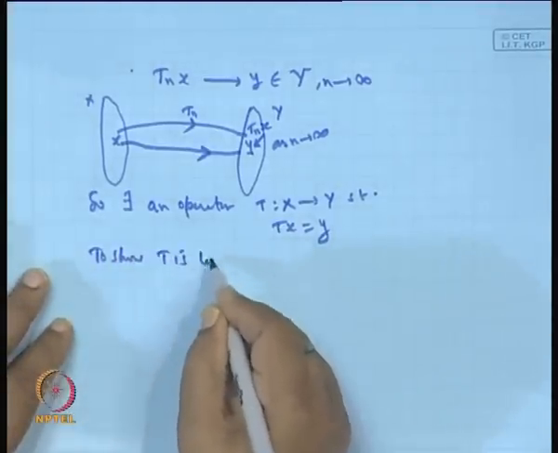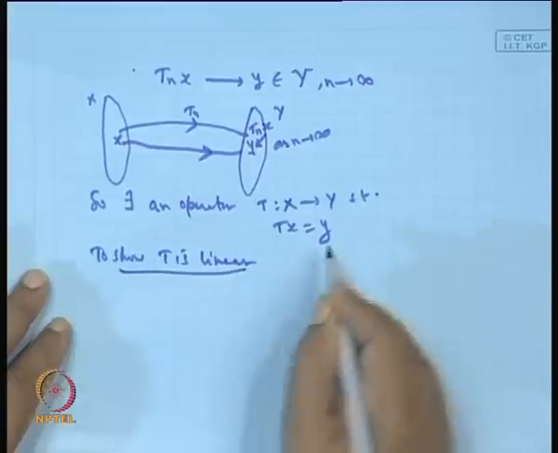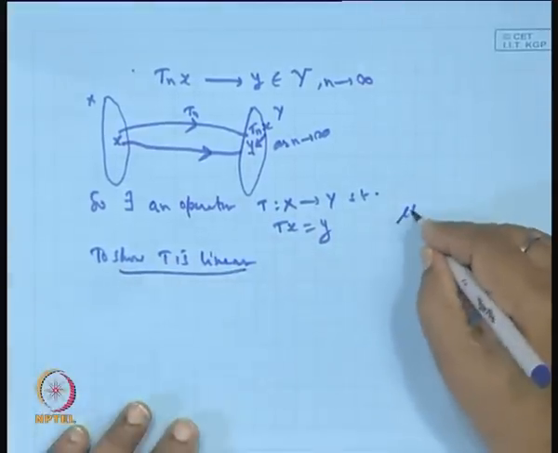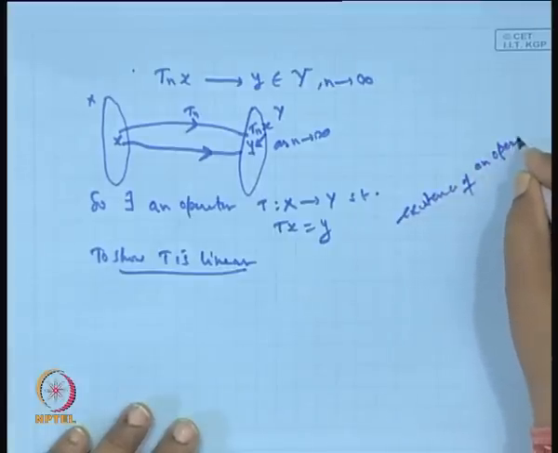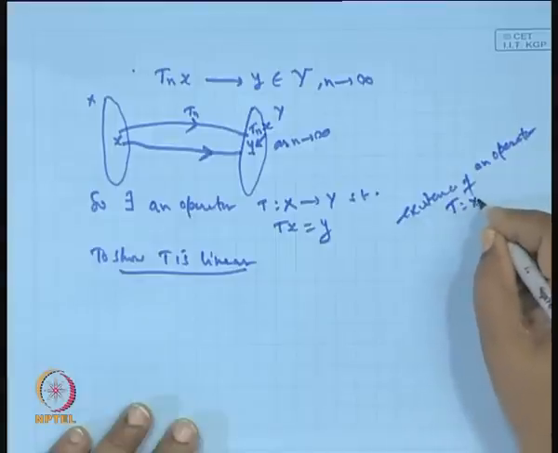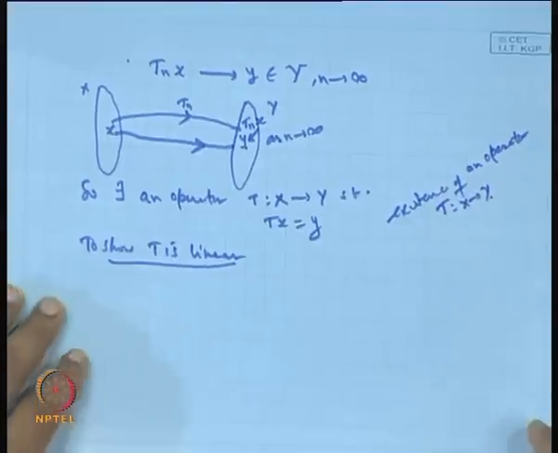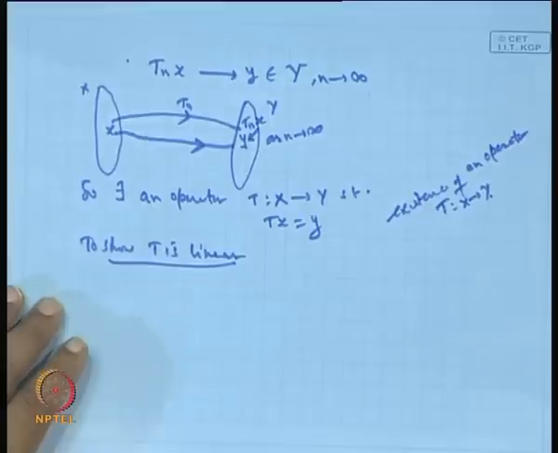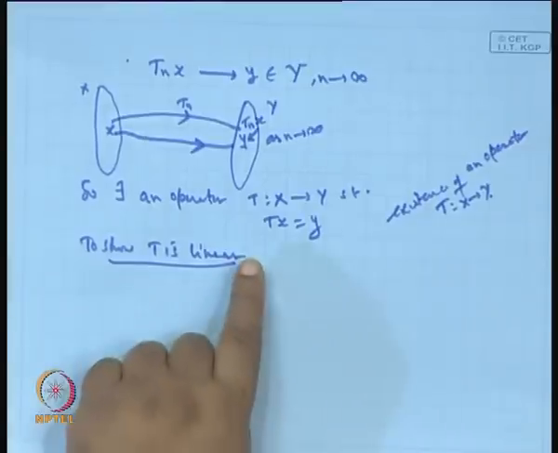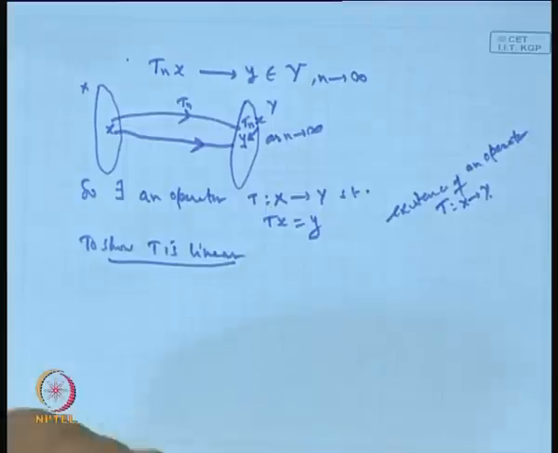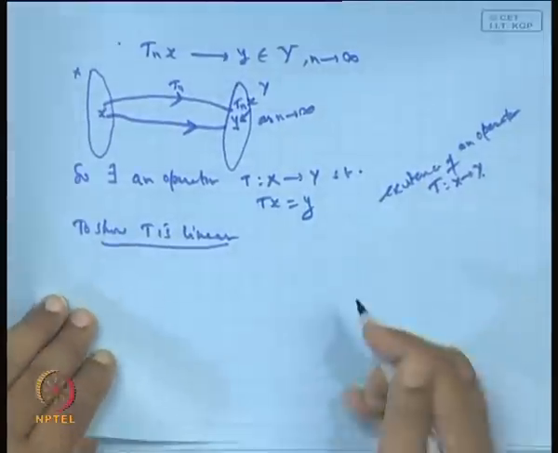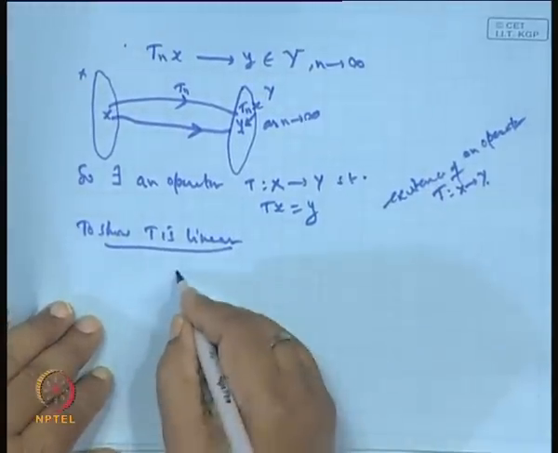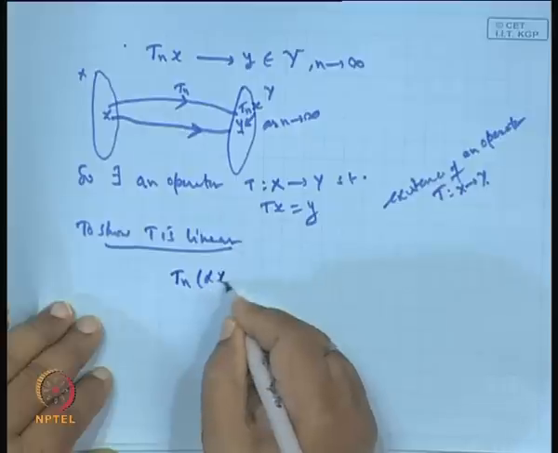So, now to show T is linear: up to here we have shown the existence of T. This shows the existence of an operator T from X to Y. This is the only thing we have shown so far. Now, if I further prove that T is linear as well as bounded, then it must be a point in B(X, Y).